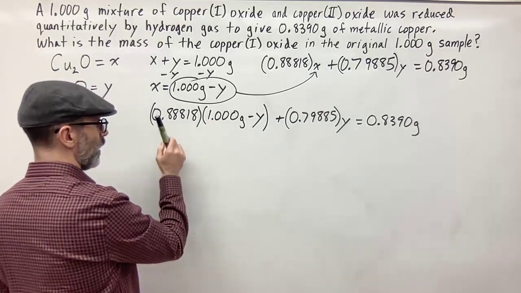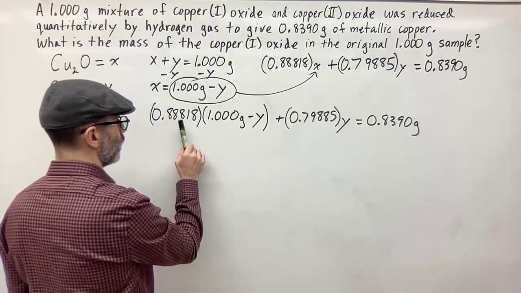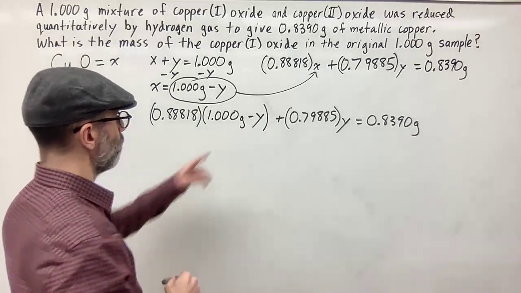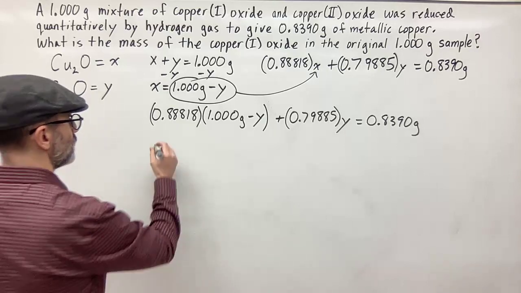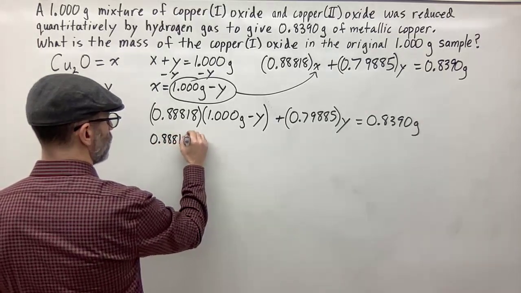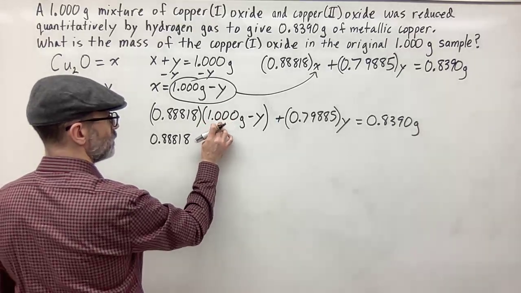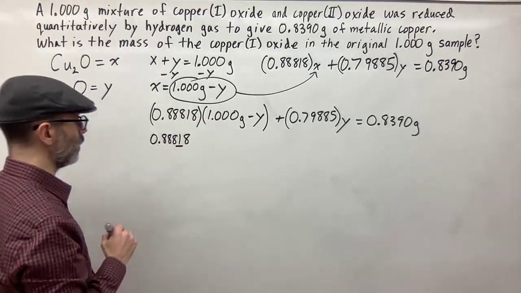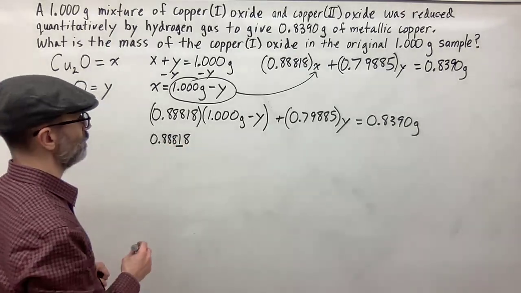So I'm going to multiply 0.88818 times 1, and then 0.88818, excuse me, times the negative y. And so when I do that, I'm going to get 0.88818. When I multiply these together, I have to pay attention to sig figs. So here I have 4 sig figs, here I have 5. So I put a line under there to let myself know that I only have 4 sig figs, but I'm going to keep the extra digit.